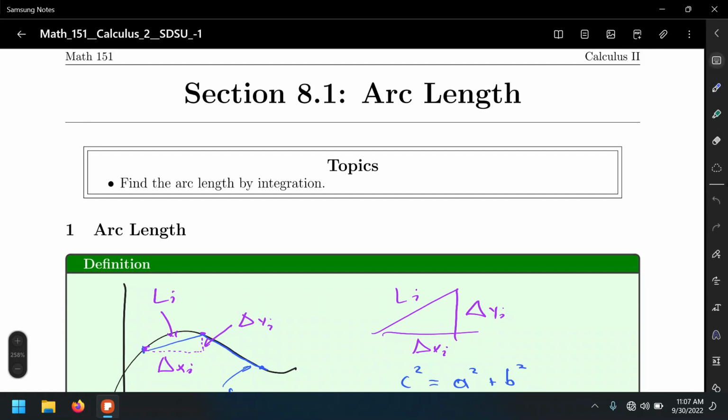Last time we were working, well, we finished. What did we finish the last time? I don't remember, but we started working on arc length.